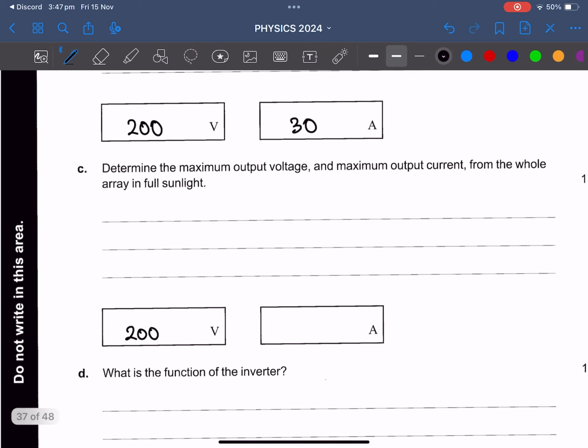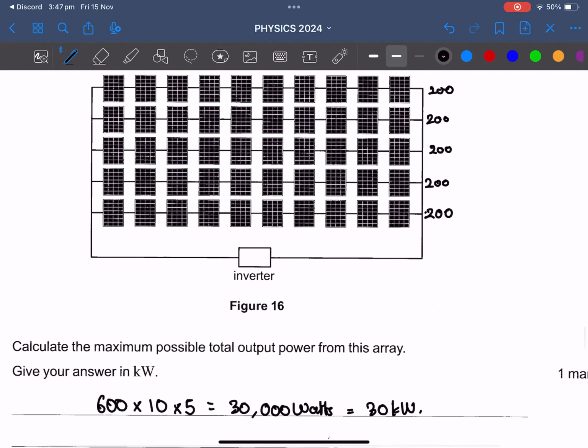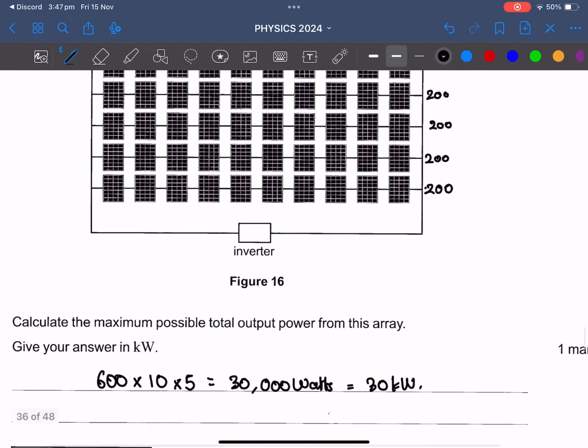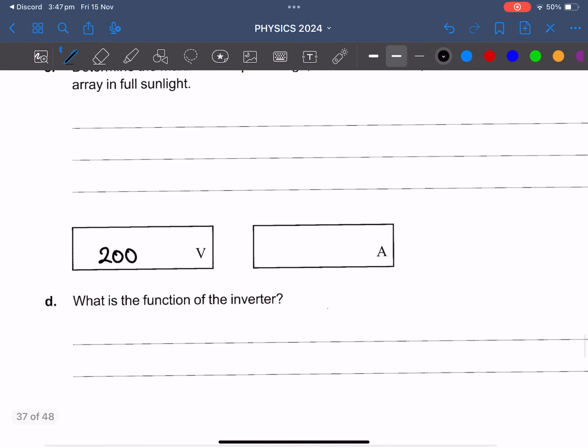And for current, so we got 30 amps as our current. So in series, current will be constant and the same. So each string will basically have 30 amps throughout. And we have 5 of them. So again, we'll have total of 150 amps. So 30 times 5 is 150. Okay? So our total current is 150 amps.